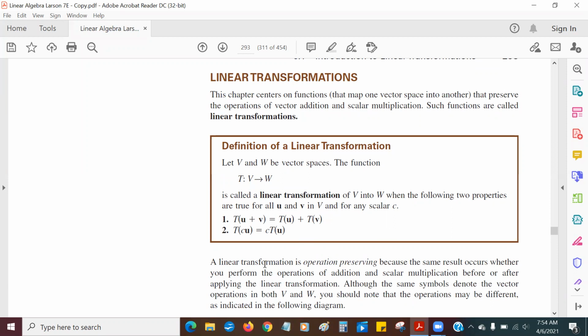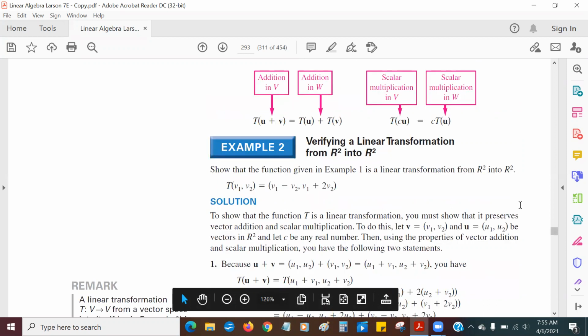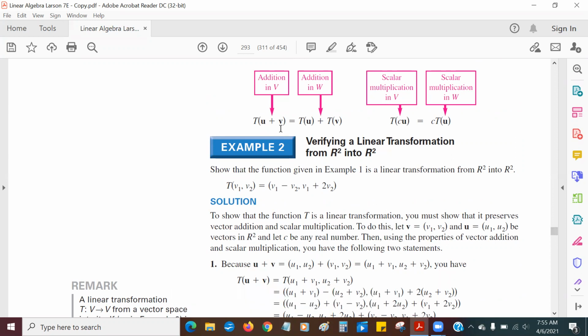I like the way he puts it here: operation preserving. That's kind of interesting, but that's really what I was just explaining. Now, notice that u plus v, those are two vectors. u plus v is a vector in vector space V. T of u plus T of v is a vector in the vector space W.